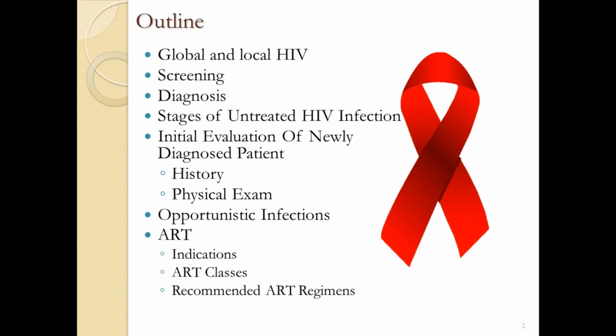Perfect. So I wanted to go a little bit into a snapshot of what the HIV pandemic looks like globally and then locally as well. Go through some of the changes that have been made in the past probably 10 years in terms of screening, diagnosis, and then look at what happens to an HIV-infected individual if there's no intervention. What is the natural course of untreated HIV infection? And then go through the evaluation of a newly diagnosed patient. What are the kinds of things we would want to know on history? What are the kinds of things we want to look for in physical exam? And look at some of the common opportunistic infections and how we can prevent them.